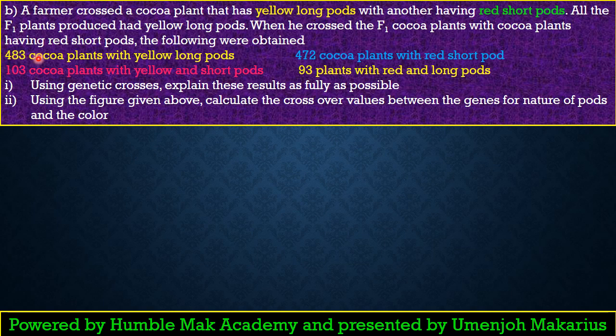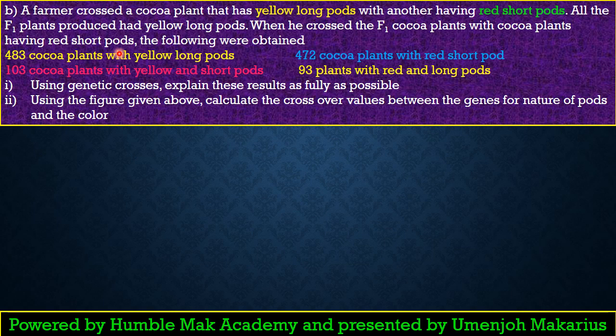We have 483 cocoa plants with yellow long pods, 103 cocoa plants with yellow short pods, 472 cocoa plants with red short pods, then 93 plants with red long pods. Okay. Then the Roman one is saying that we should use genetic crosses to explain these results as fully as possible. Then the next part wants us, using the figures given above, to calculate the crossover value between the genes for the nature of pods and the color.